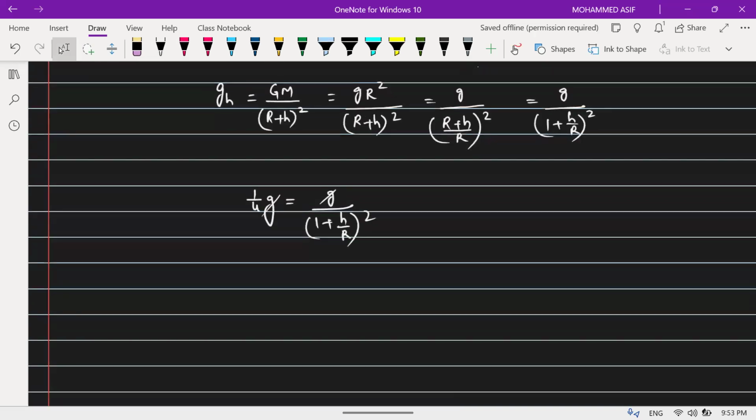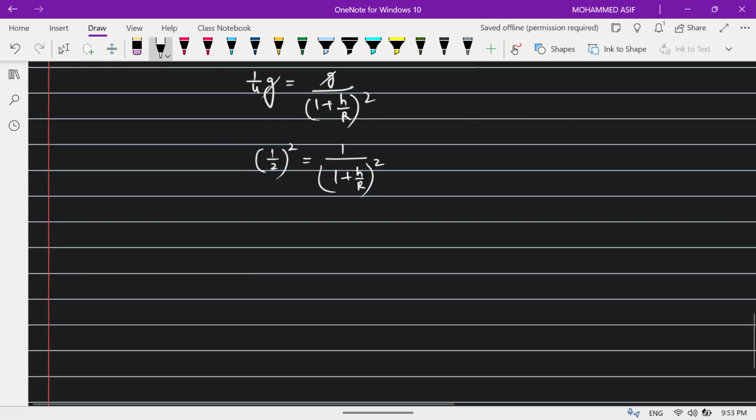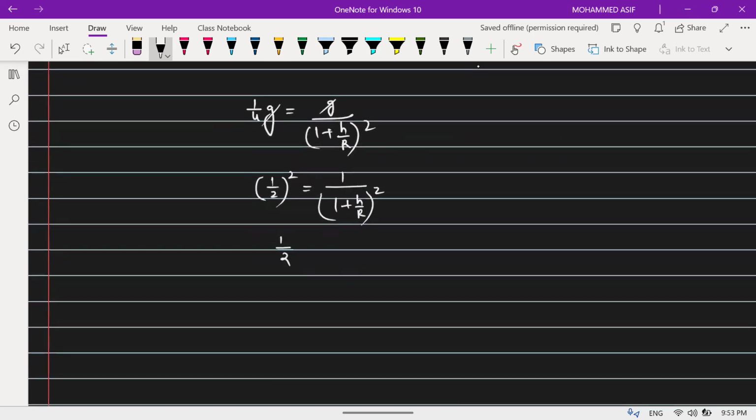So this value will become 1 by 2 whole square. G gets cancelled, this will be equal to 1 by 4. So 1 by 2 whole square will be equal to 1 divided by 1 plus H divided by R whole square. Can we write it like this? If the square goes, then 1 by 2 will be equal to 1 divided by 1 plus H divided by R.